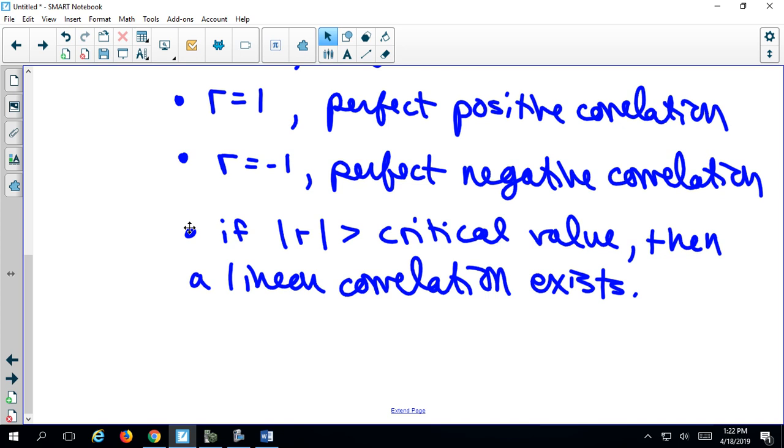Okay? So if R is close to 0, that means no correlation. If it's close to 1 or -1, it's strong correlation. If it just gets past the critical value, you just say yes or no. There is or there isn't. Well, so let's write that down. R close to 0, we'll just say R equals 0 means no correlation.